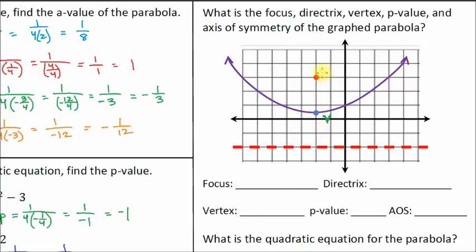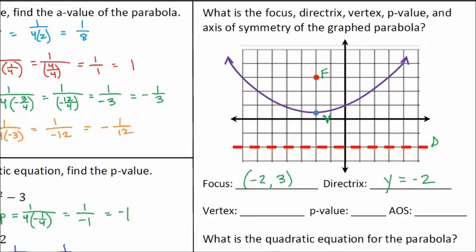I know this is going to be my focus, and that's right on the grid. That's going to be -2, 3. 1, 2, 3. And my directrix, you can see, is every point where y equals -2. Everywhere on this line, y is equal to -2. So that is my directrix.